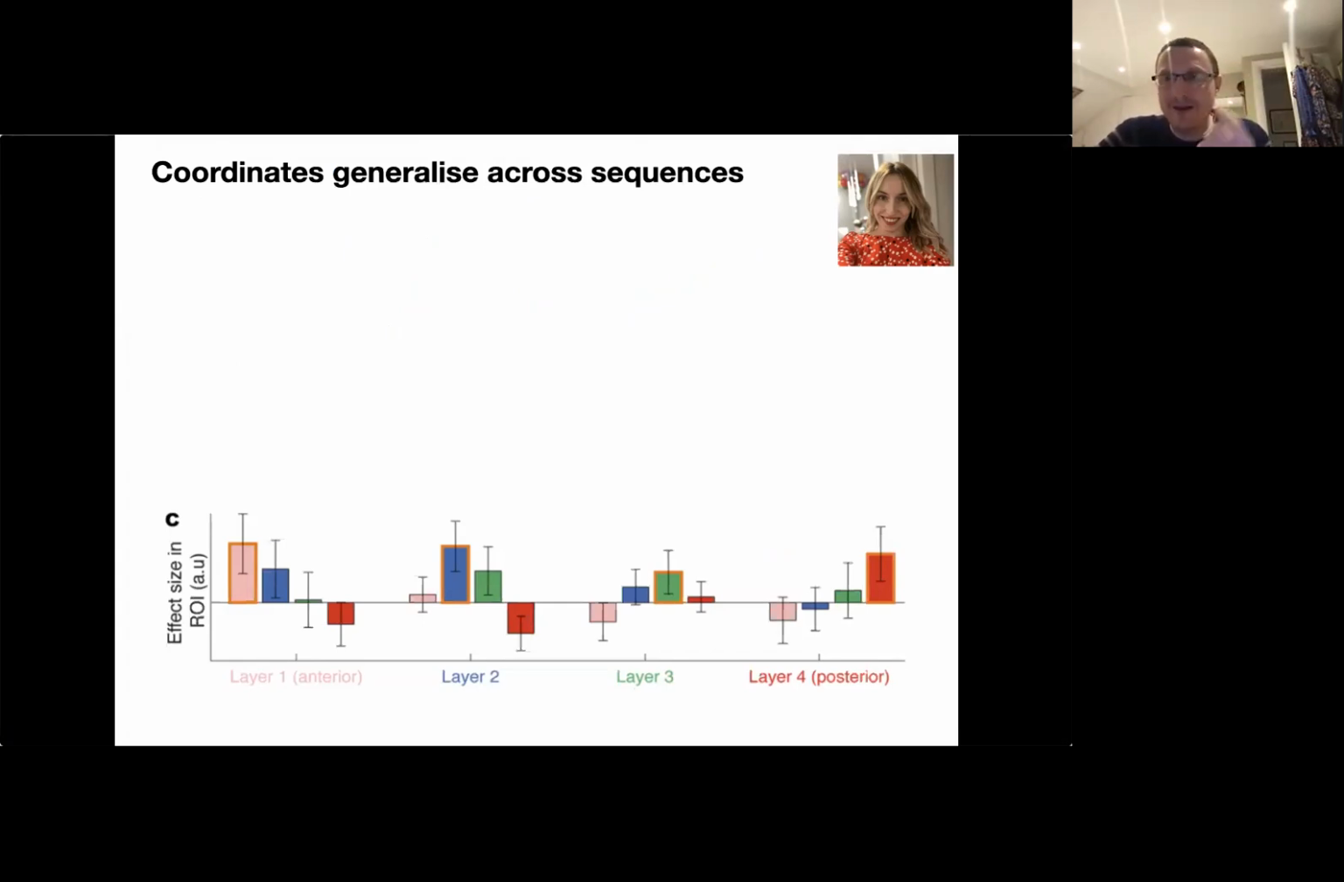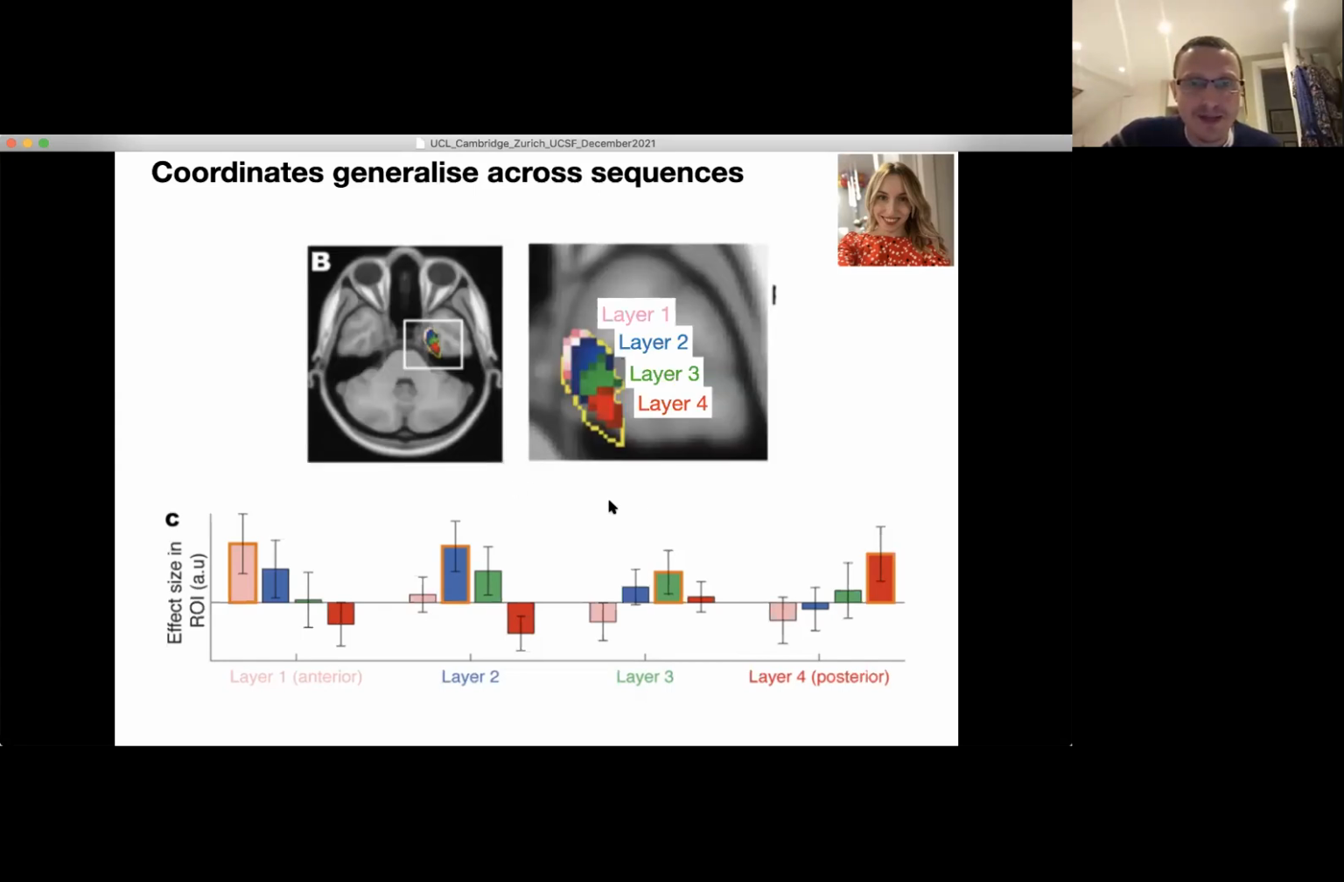This is the second one. This is number two in layer four, right? Oh yeah, that's coming up again, cool.